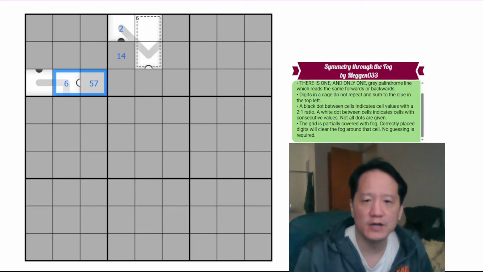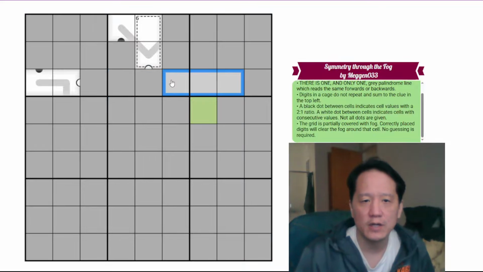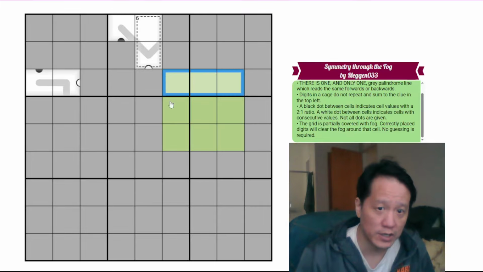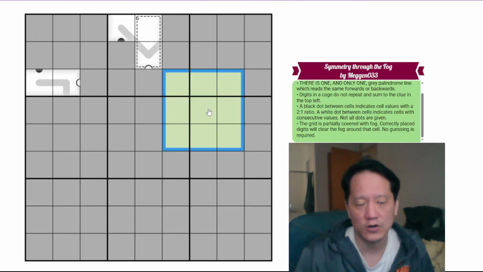And those are examples of how Kropki dots work. And finally, the grid is partially covered with fog. Correctly placed digits will clear the fog around that cell. No guessing is required. So this is the standard fog of war rule set. So say we placed a correct digit in this cell. It would clear the fog in the 3x3 square that is centered on that cell. So it would clear the fog, including in its own space, and it will clear the fog in that 9-cell region.